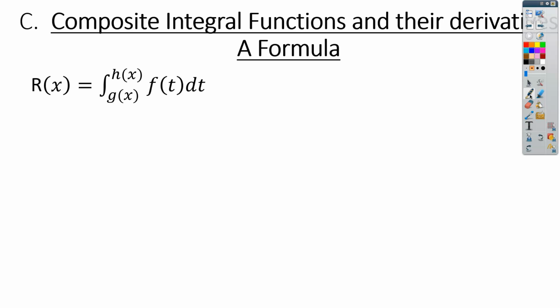So here's the formula. You naturally saw the formulas in your head too because you understood the process, and that's what I'm really going for here. But r prime of x, here's your formula. Ready? It's f of h of x, right?